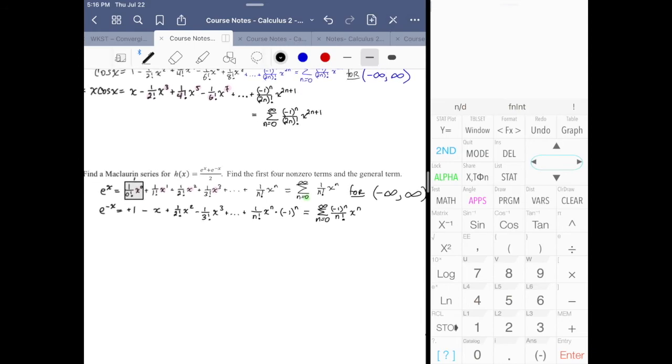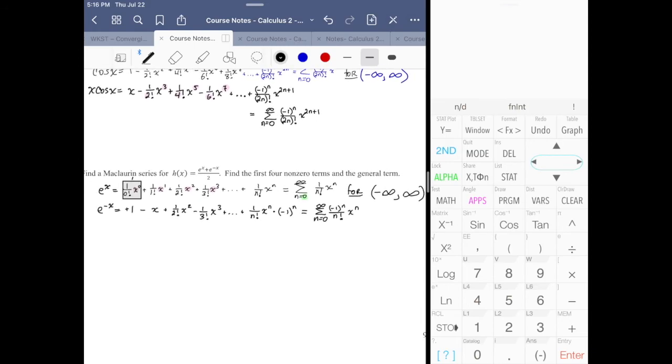All right, and still it's going to be true for the same interval, because if it's true for -infinity to infinity for e to the x, it'll be true for -infinity to infinity for e to the negative x.